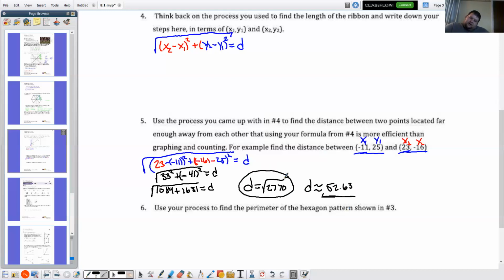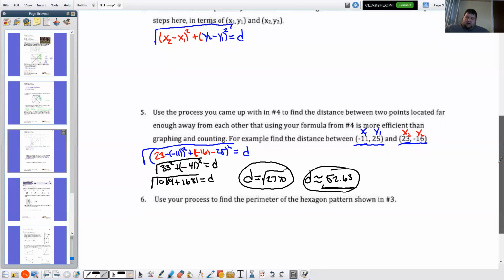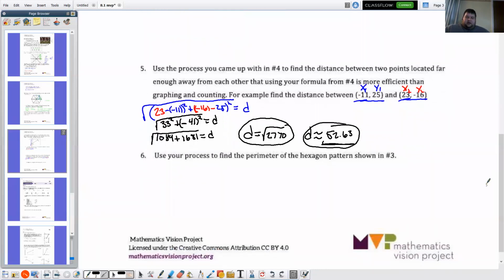If you get an ugly number like that, leave it like this. I would much rather have an exact answer than a decimal approximation here, guys. Make sure that you are using your calculator, double check your answers, double check your work. A lot of big numbers here that you're dealing with.